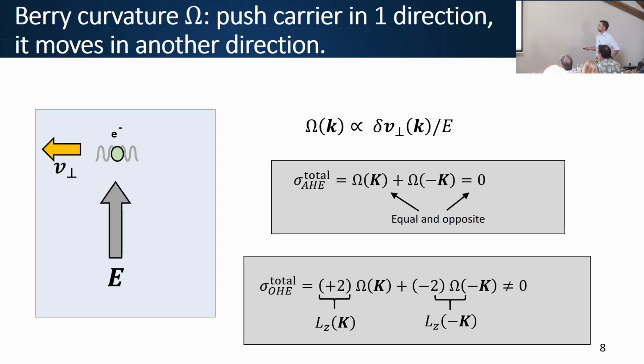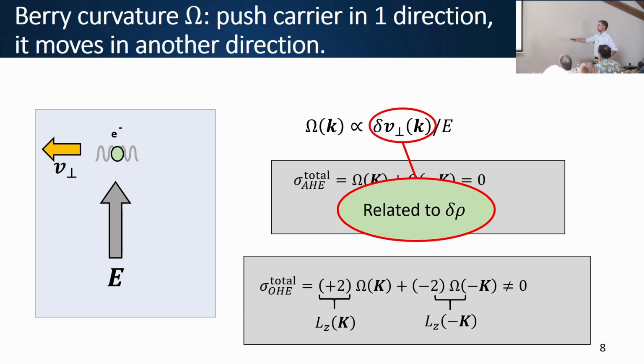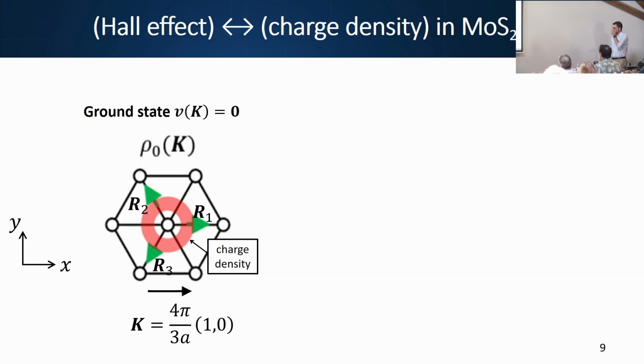Okay, so this was our Berry curvature picture. We said when we apply an electric field, we change the velocity. Well, the velocity is related to the charge density, and therefore you must change the charge density. And then we'll show that we can relate that to the orbital Hall conductivity. So here's the cartoon of how this works.